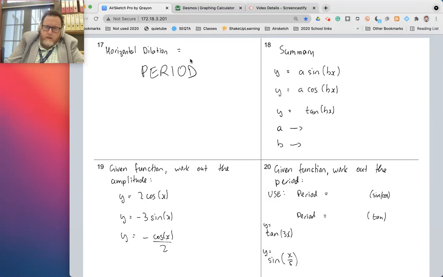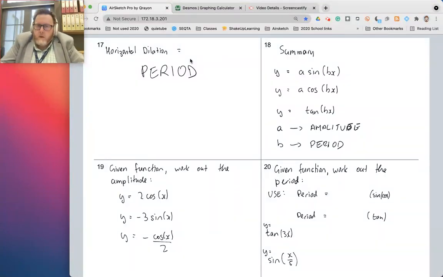Okay, so in summary, and this will finish off for this video, we have y equals a sine of bx, a cos of bx, or y equals a tan bx. If you see the value a, that affects the amplitude. And if you see b, that affects the period. And that will do us for today. Okay, that's it.